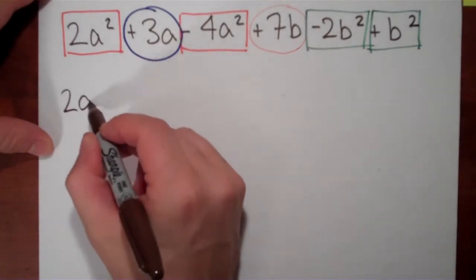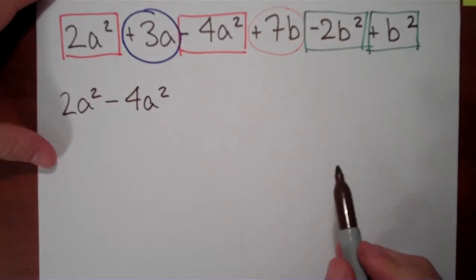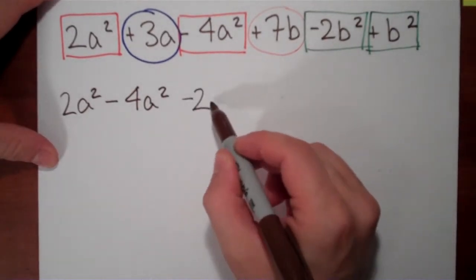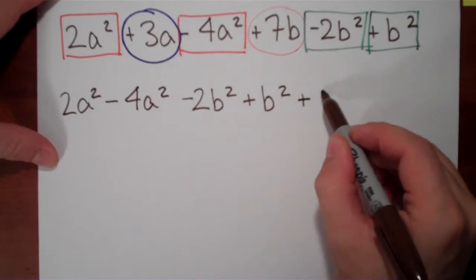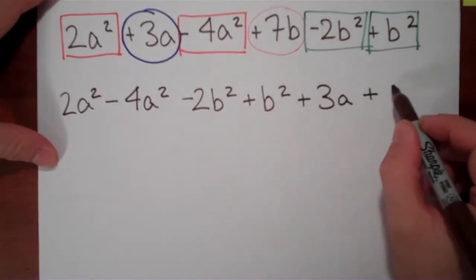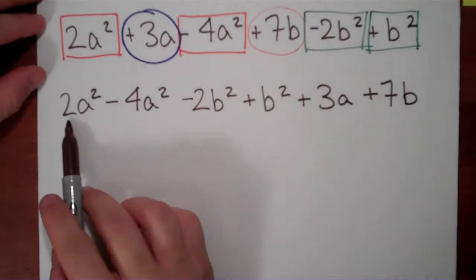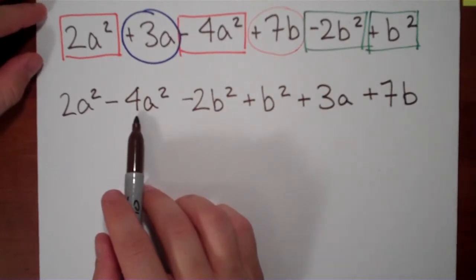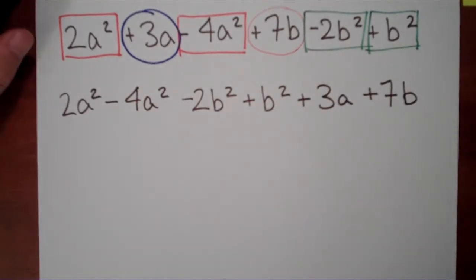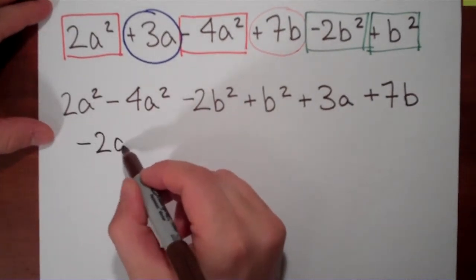Let's start with our 2a squared, and we're subtracting a 4a squared. We can do those. We're subtracting a 2b squared, and then we're adding a b squared, and then we're adding a 3a, and we're adding a 7b. Okay, that's brought it down. Let's simplify. We're starting with a positive 2a squared, and we're taking away 4a squared. So if you look on a number line, you start at positive 2, and you take away 4 in the negative direction, you're going to end up at negative 2a squared.